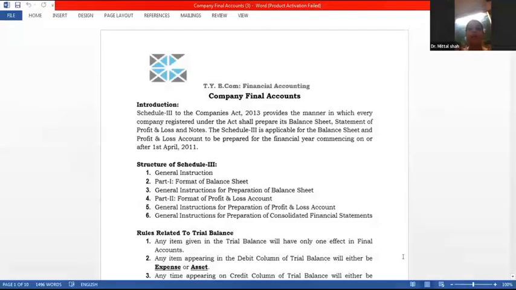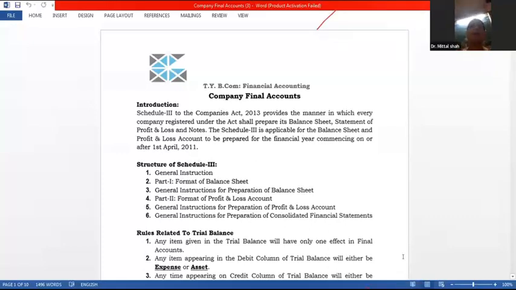So company final account, once again I'm repeating, students cannot leave any single chapter in the option. That I will explain you why. When I explain the paper pattern, at that time I will explain why you cannot leave any chapter in the option. Okay. Now I'm moving towards company final account.